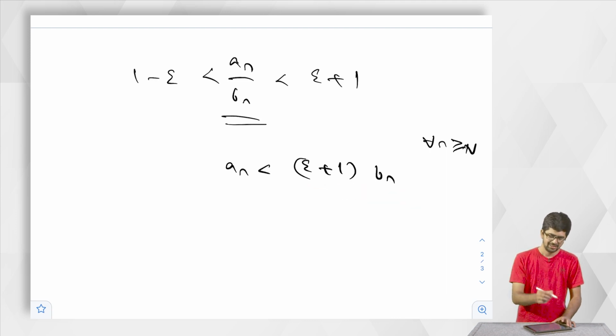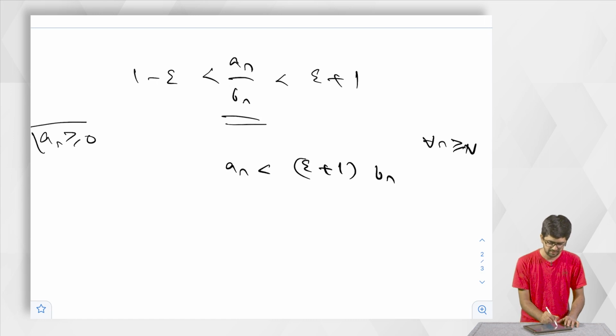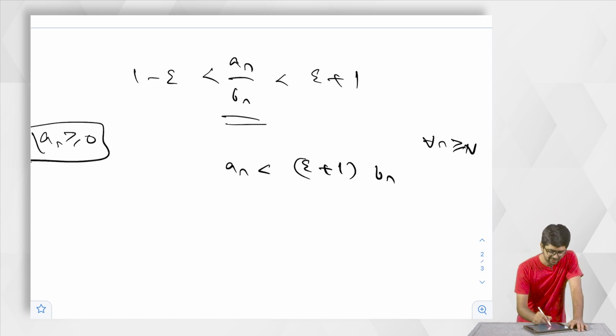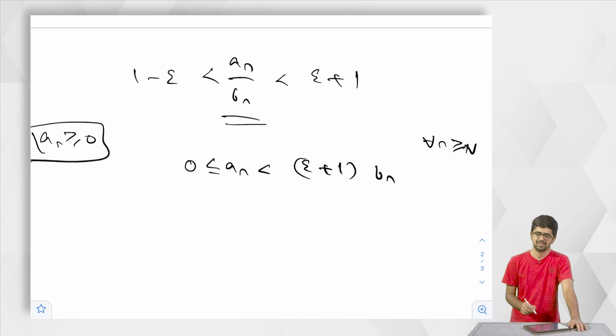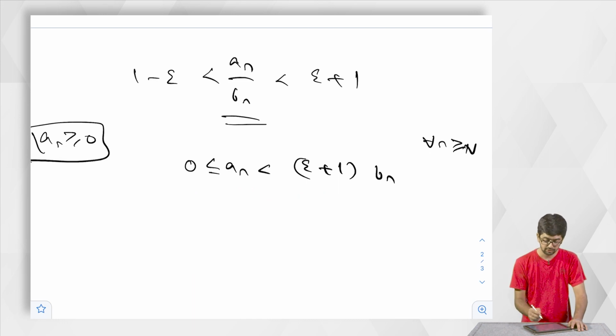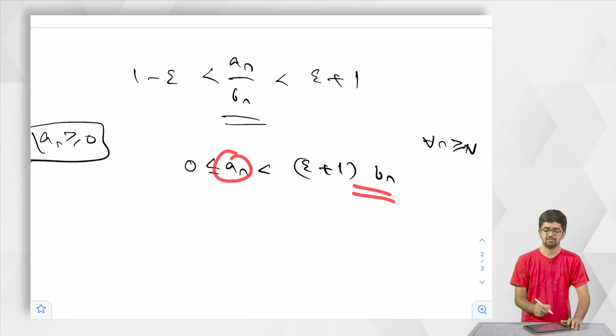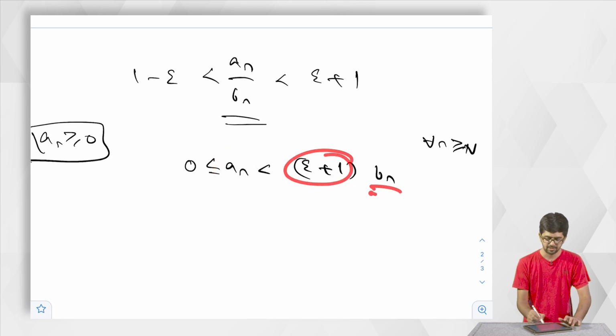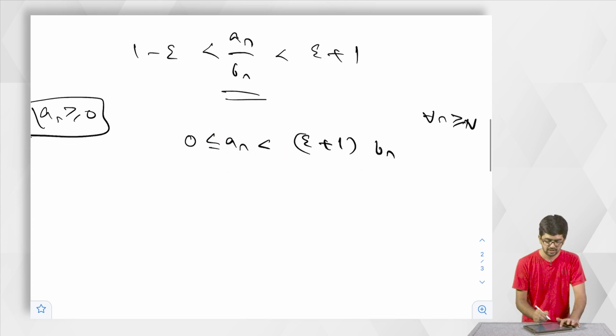Suppose I assume that a_n is non-negative, a_n is greater than or equal to 0, then I can simply put 0 here, and now I can use the comparison test. With what? I can use the comparison test with respect to not b_n but (epsilon plus 1) times b_n, because we do not have a_n less than or equal to b_n. What we have is a_n less than or equal to (epsilon plus 1) times b_n. How can I use that?